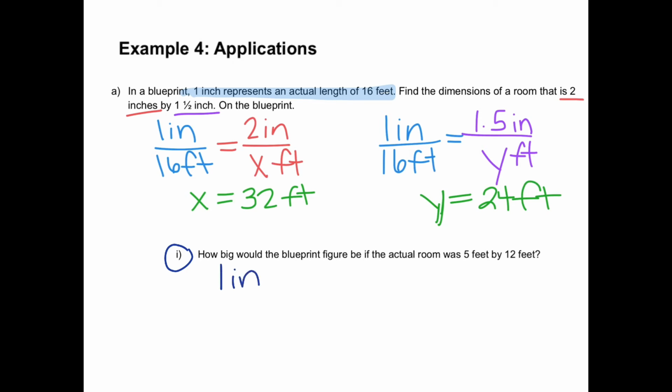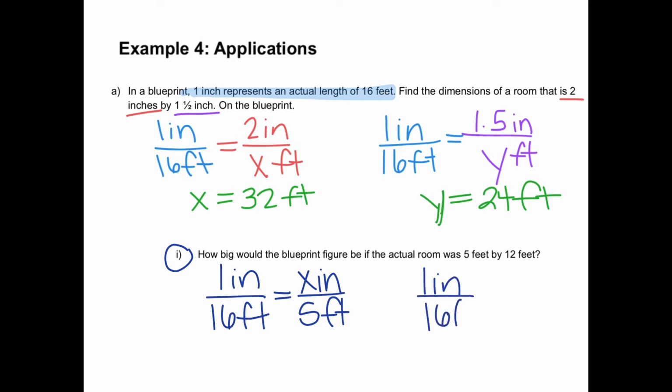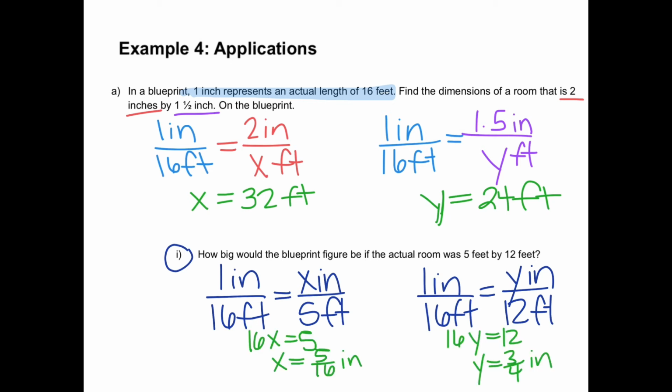So I still have 1 inch representing 16 feet, but now the question is, how many inches will I draw the 5 foot line? If 1 inch represents 16 feet and I have a 12-foot room length, how long am I going to make that line? And these are the two proportions that we solve for our inches. Notice that with these answers, I am leaving them as a fraction because fractions make more sense when we are talking about measuring in inches. So 5/16 of an inch and 3/4 of an inch.